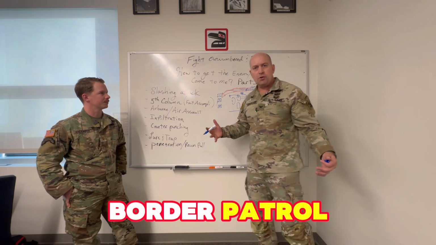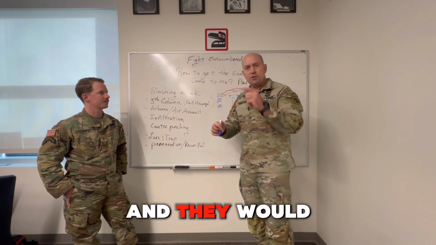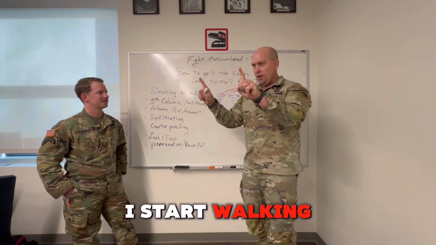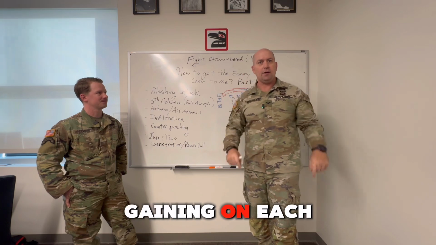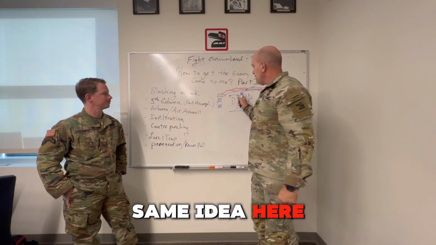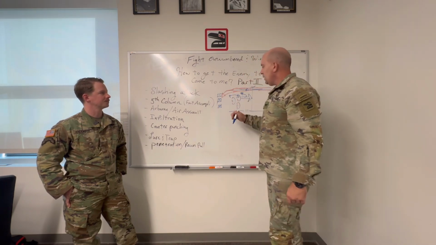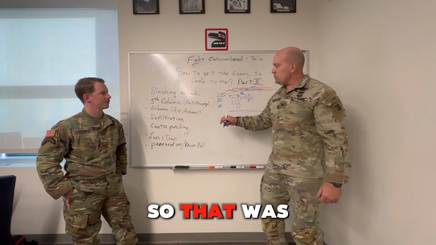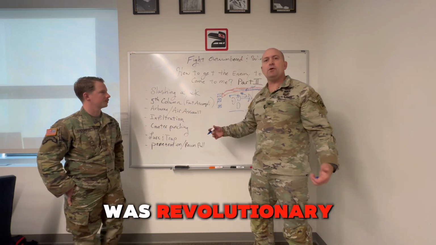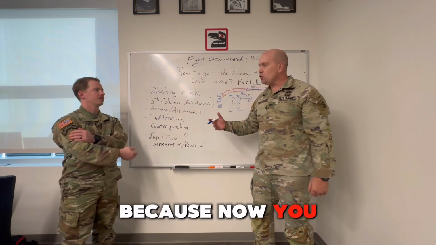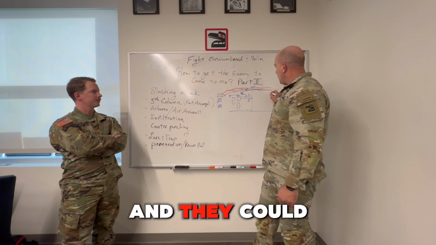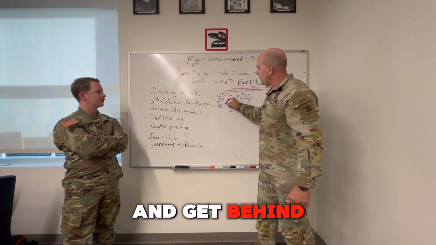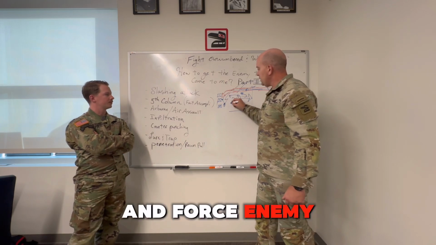Or even two people walking. I used to be in the border patrol and I would try to catch people and they would start running and I would start running and I could never close the distance. And they'd start walking, I'd start walking, and you're just never gaining on each other. Same idea here. If you're trying to maneuver on somebody, this whole idea of speed becomes the problem. So that was what made the helicopter revolutionary, because now you could put a force on a helicopter and they could bypass all the defenses and get behind and land and force the enemy to attack into them.